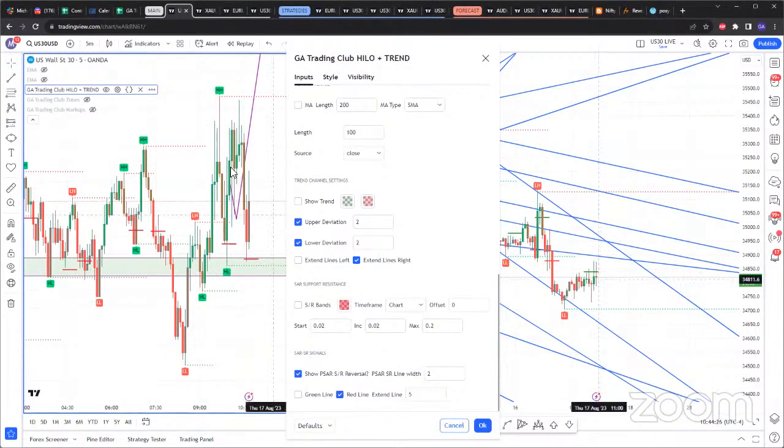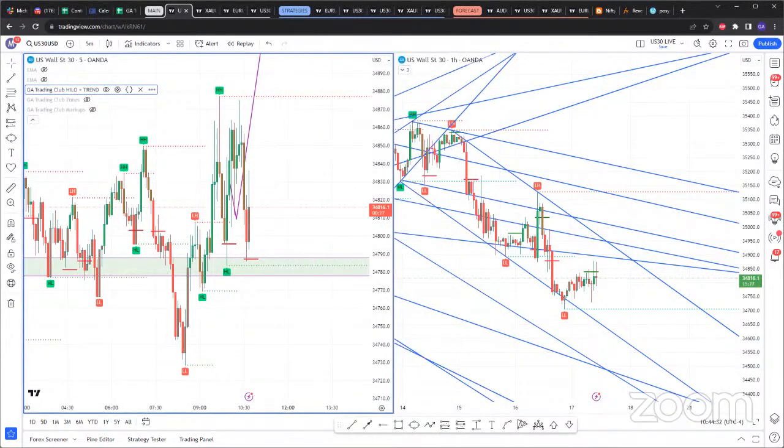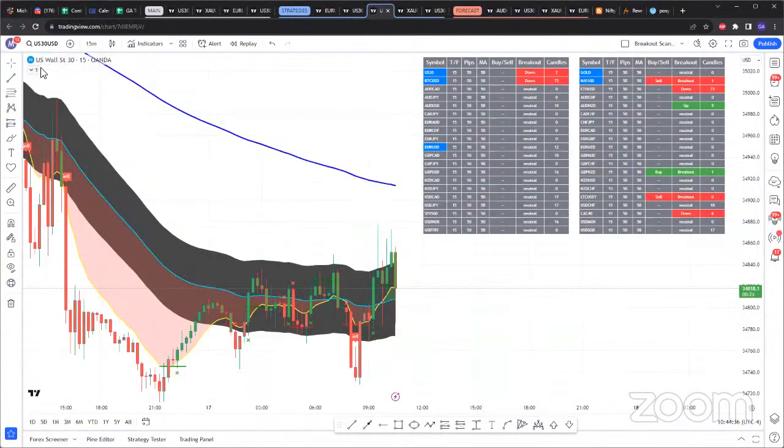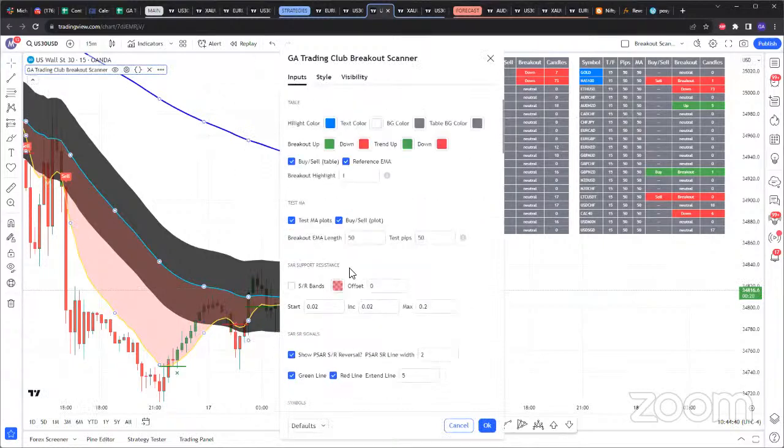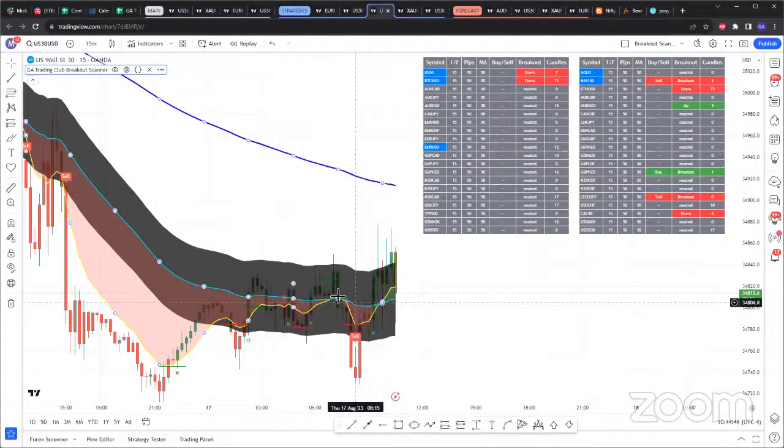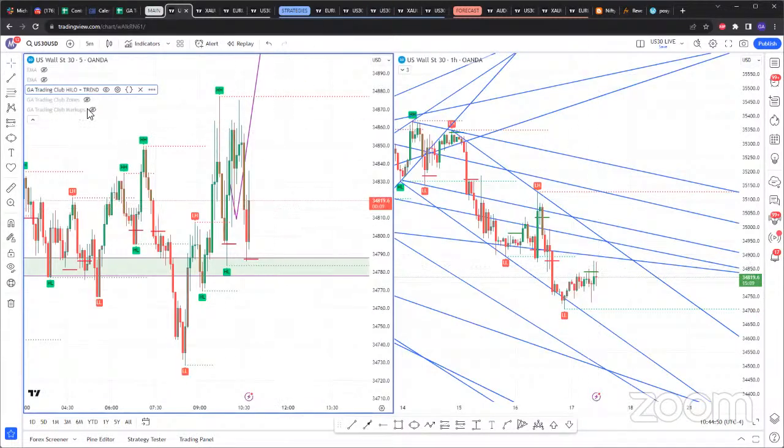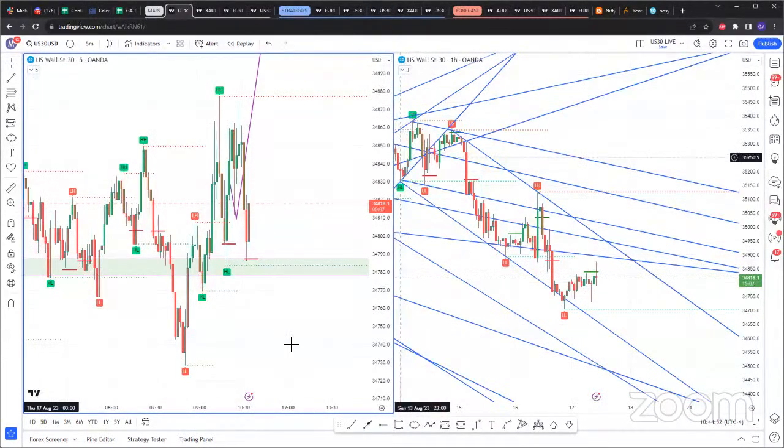So you'll see the green line and red line right here, like I'm showing, and this is in all indicators. Even in the breakout scanner, you have the red and green line right here. Yeah, I just published the changes this morning, so it should be ready. All right. Any other questions?